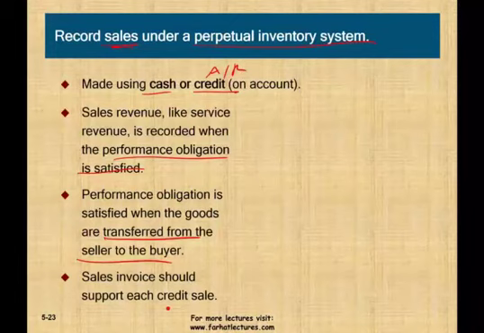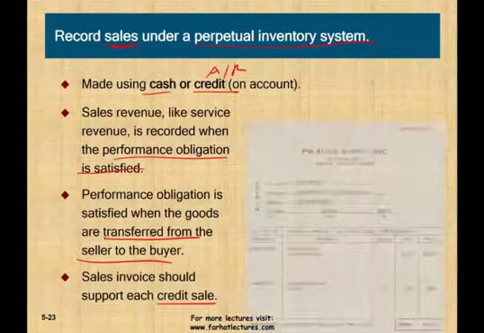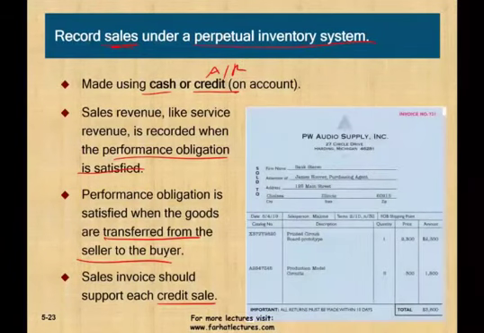Sales invoices should support each credit sale. So when we make a credit sale, we should have a sales invoice. Now we are on the selling end of things. Now we are selling product. Now we are the sellers.